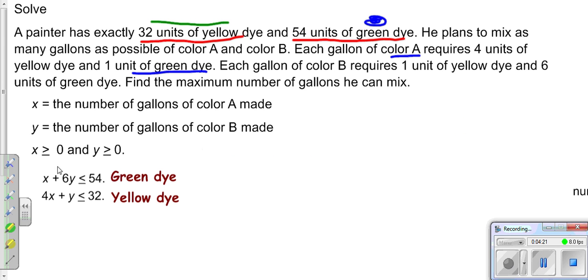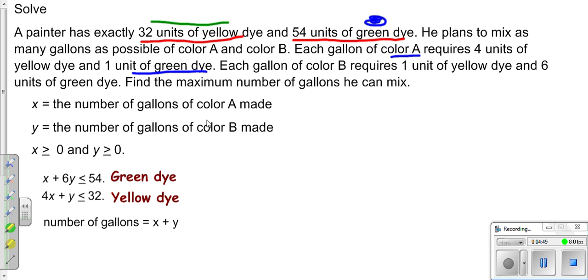Now, we have this written out nice and neat here. We are asked to find the maximum number of gallons you can mix. So that would be total gallons. And we know we have X being the gallons of A and Y being the gallons of B. So for our total gallons, all we'd have to do is add those together. So the total number of gallons is X plus Y.